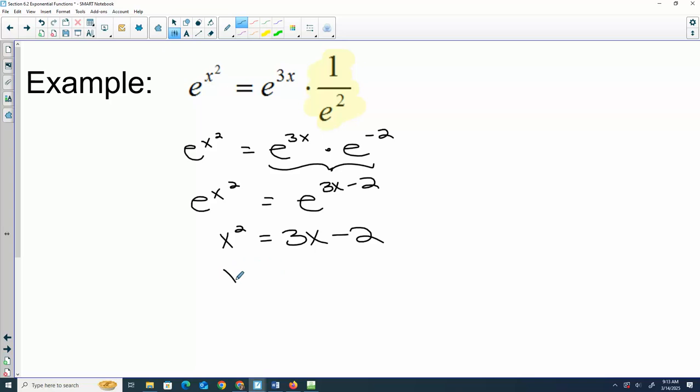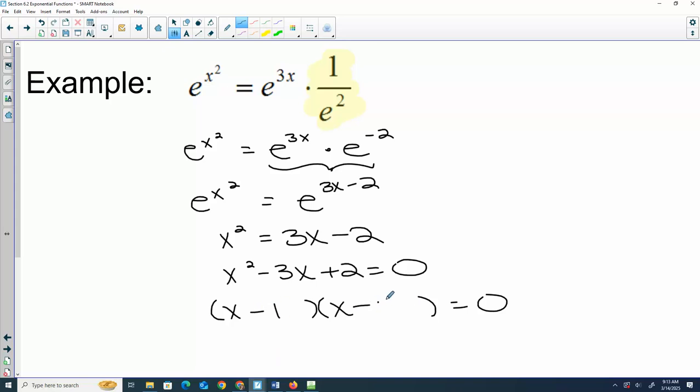Quadratics, we always get equal to 0, so if we subtract the 3x, add over the 2. Multiply to 2 and add to negative 3 would be negative 1, negative 2. You get the x can be 1 or 2. And you can always check these by plugging them into the original.